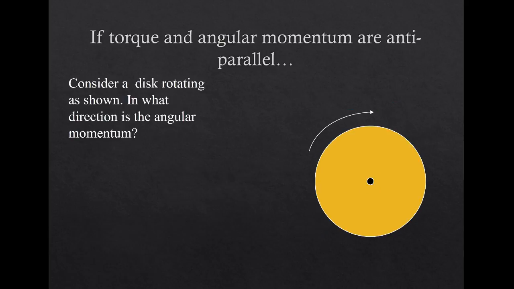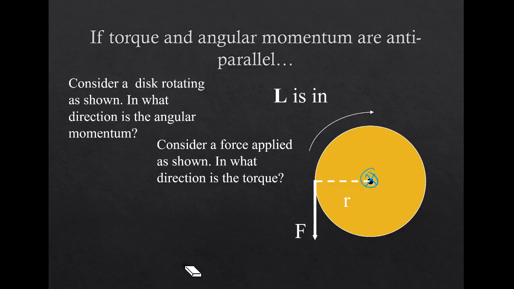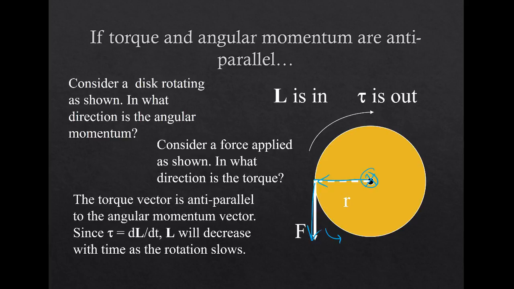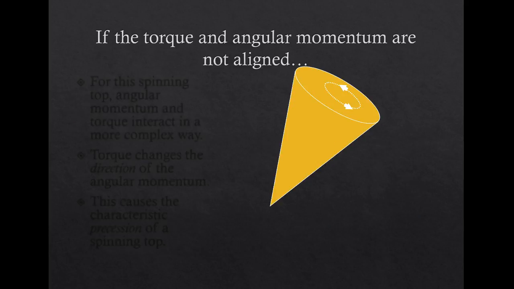Okay, what if they're anti-parallel? So omega is clockwise. Well, in this case, angular momentum is into the page. And if we apply a force going down, then that's going to give us a torque that tends to come out of the page, and the rotation will slow down. So that's okay. But now, what happens if torque and angular momentum are not aligned?